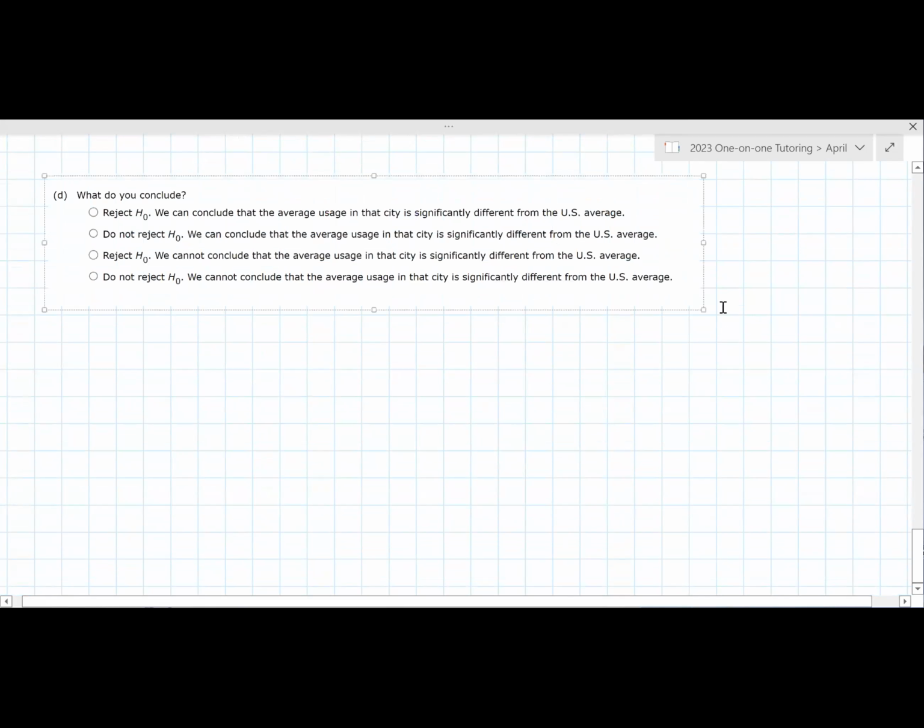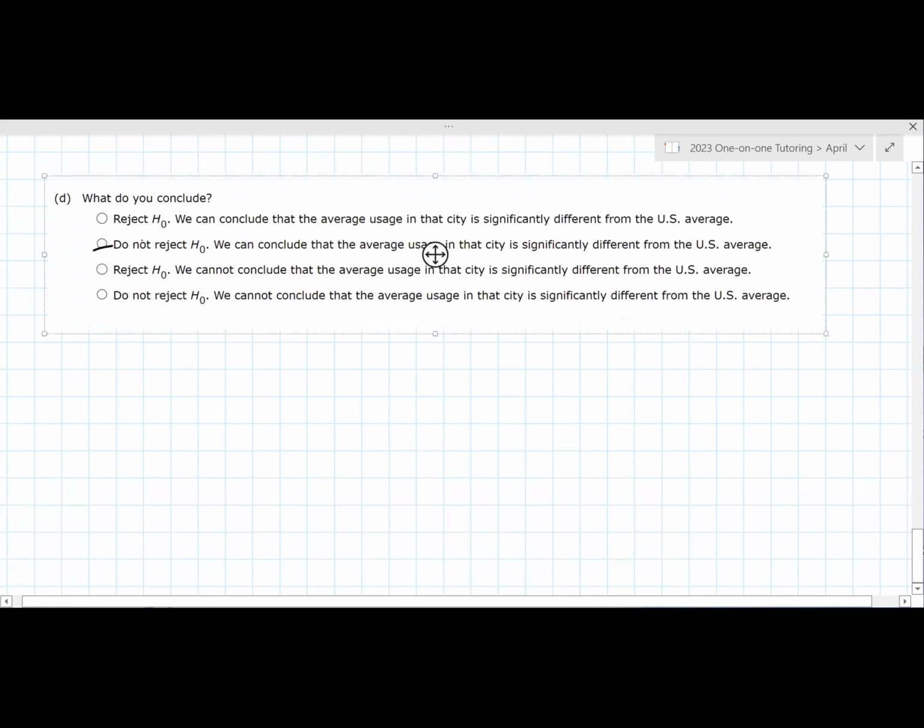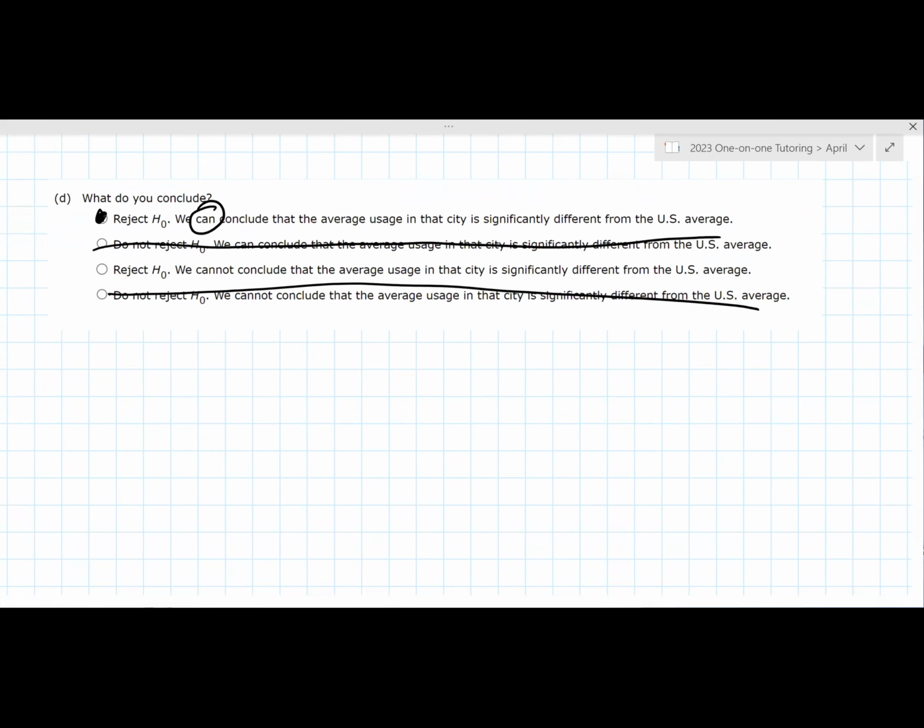All right, so we know that it is... Says we can conclude or we cannot conclude that... The "can conclude" usually refers to the alternative hypothesis. Oh, okay. Yep, that's right. All right.